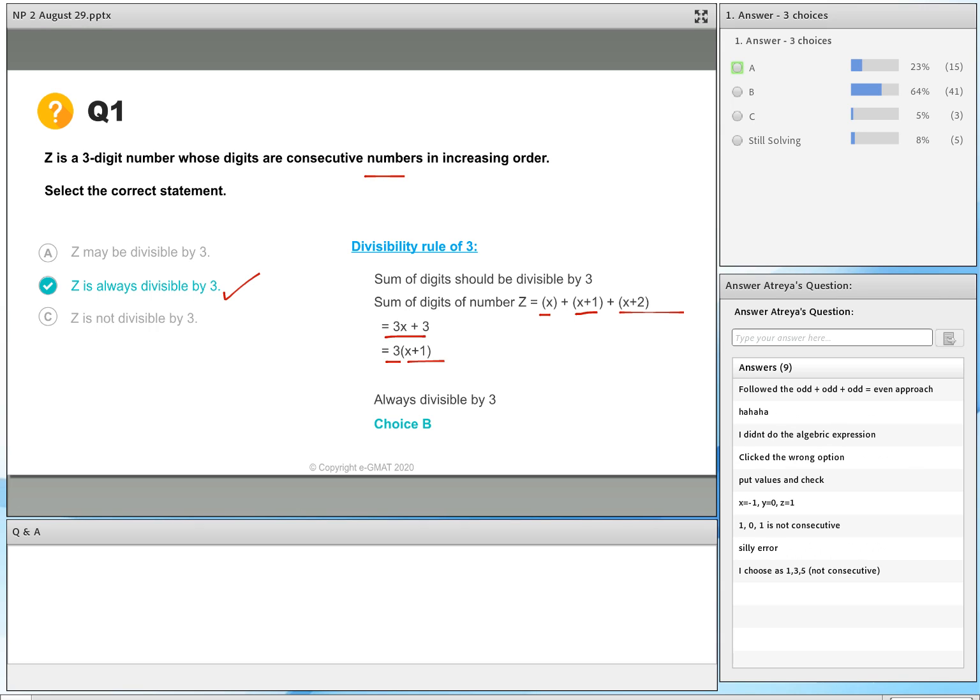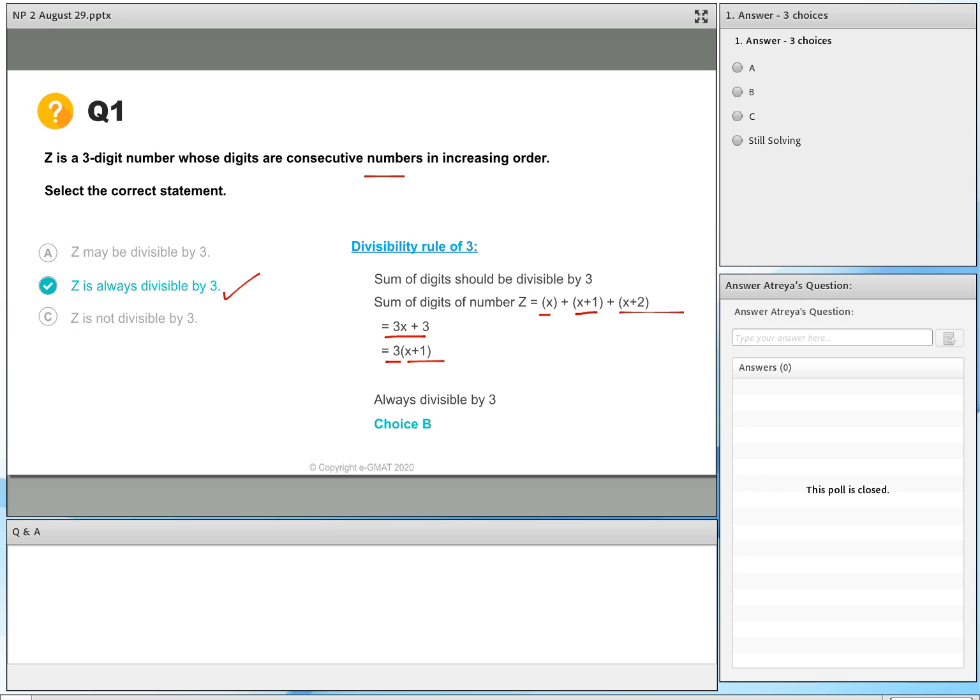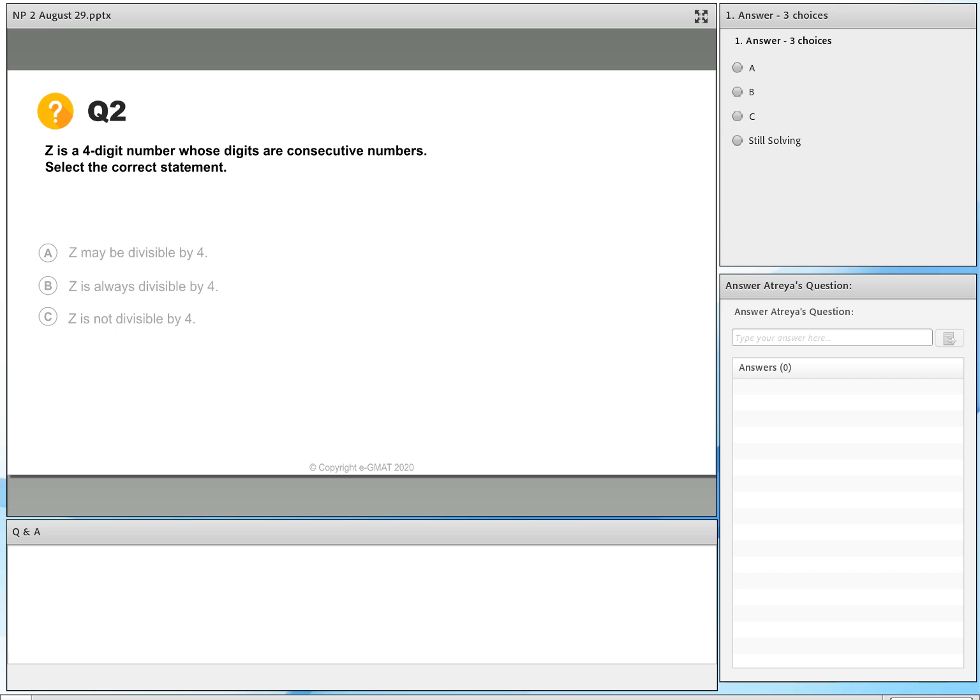All right, so with that, let's move on to the next question. Very quickly, let me clear all the answers and reopen the poll. Please mark still solving. The poll is open. Please mark still solving. All right, thank you. Let's go to the second question. All the best for this one.